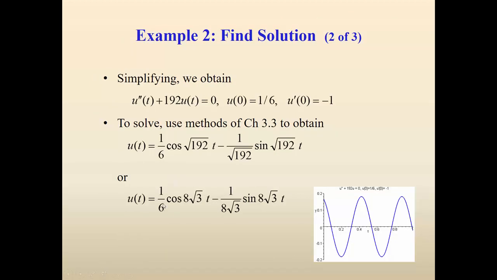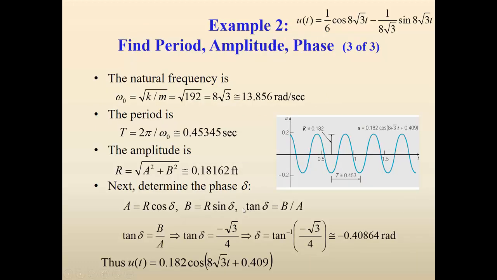Amplitude in this case, I'm going to take square root of 1 over 36 plus 1 over 192 in order to get this number. That's not necessarily anything beautiful, but the amplitude is about this size. So that's why our bounds are between negative 0.2 and positive 0.2. It doesn't quite reach all the way there. You can see all this kind of working together. So I could write this as follows: 0.182 cosine of 8 square root of 3 t plus my phase angle here, because this is a negative answer right here.